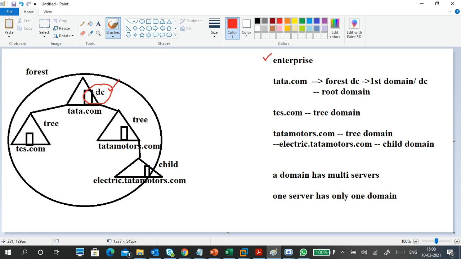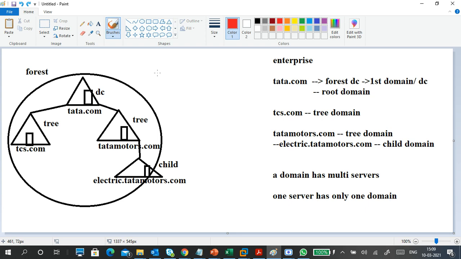But whenever people from another domain want to communicate, for example a TCS person wants to log in to tatamotors.com, he can log in because the global catalog service will tell that they belong to the same forest. If you are in the same forest, you can log in from one domain to another, because within the forest, it's a security boundary. Forest is a security boundary. Domain is an administrative boundary.